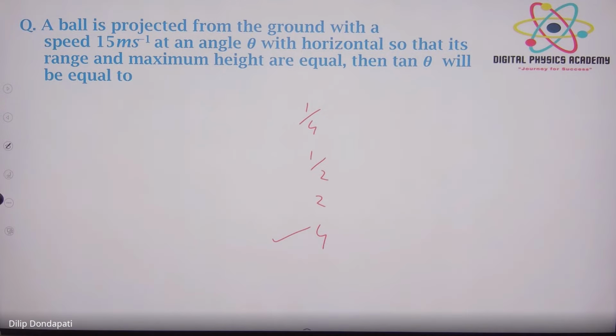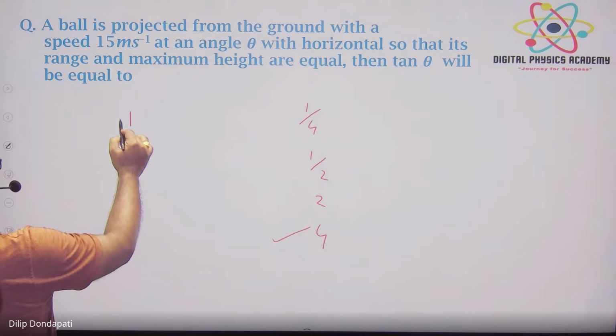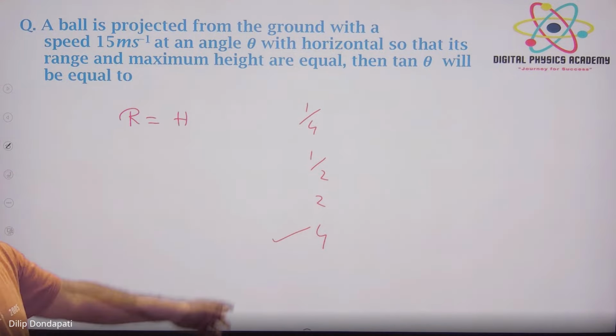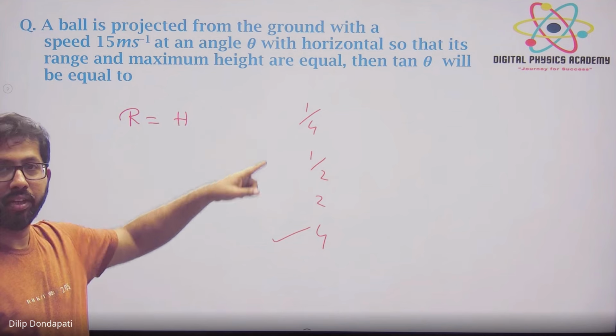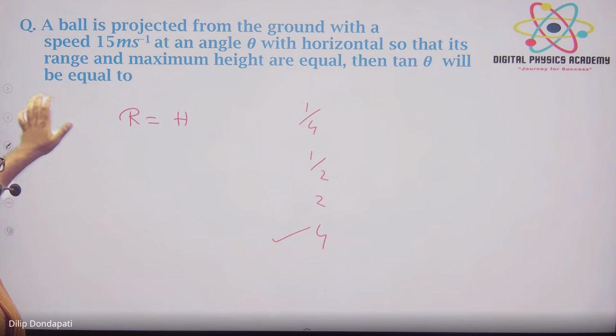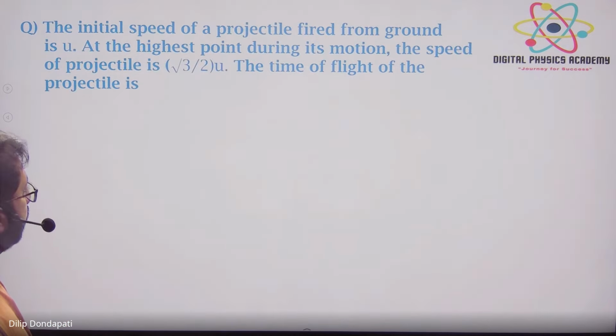A ball is thrown from the ground with speed u at angle theta, so that horizontal range and maximum height are equal. Just equate horizontal range and maximum height. So in this case tan theta आ जाएगा, right? That is equal to tan inverse 4. आया कुछ आपको? Yes. Next.